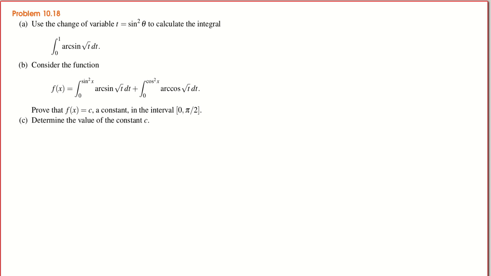Okay, so in this problem we have to do three different things related to this integral. We're going to do them step by step. First of all, we need to calculate this integral, and for that, the change t equals sine squared of theta is suggested. So let's apply that. If t is equal to that, then dt is equal to 2 times the sine of theta times the cosine of theta d theta.